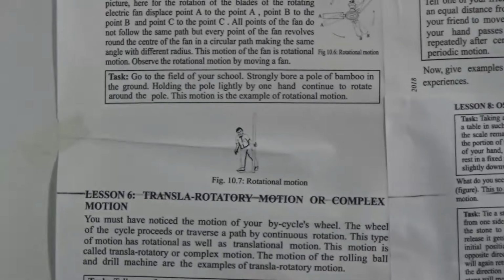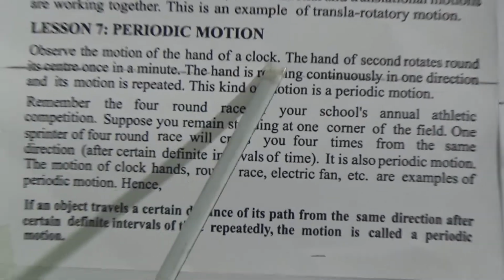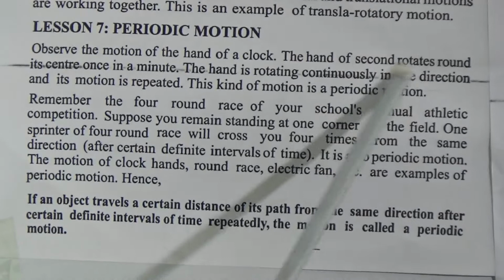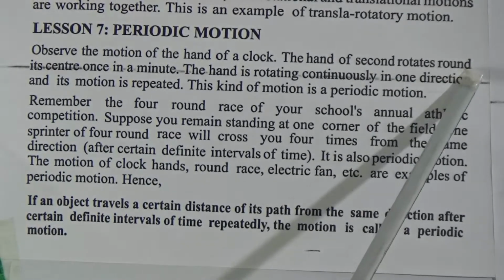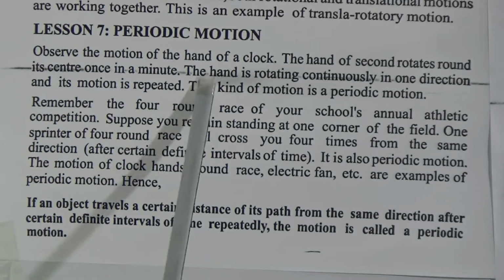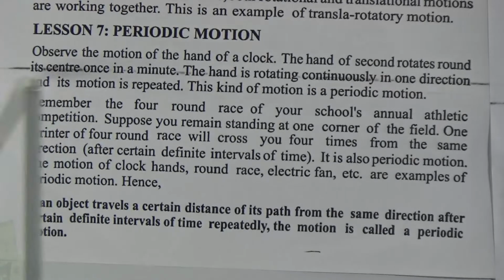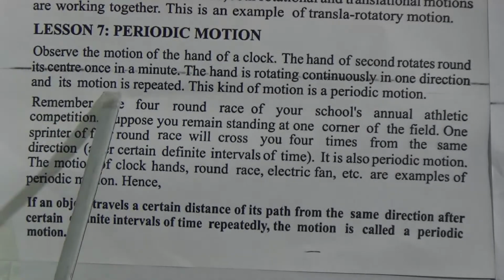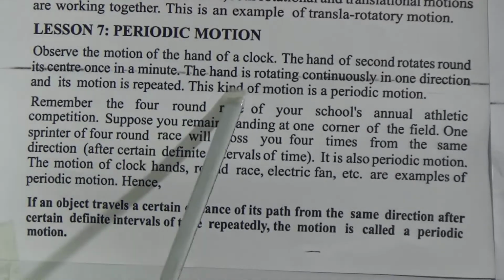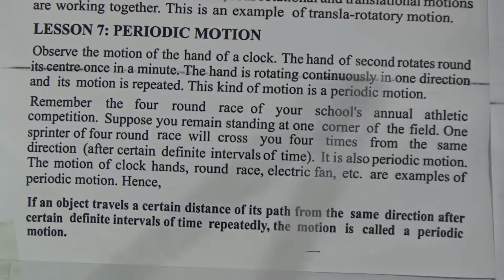Now come to the lecture. Observe the motion of the hand of a clock. The second hand rotates around its center once in a minute. The hand is rotating continuously in one direction and its rotation is repeated. This kind of motion is a periodic motion.